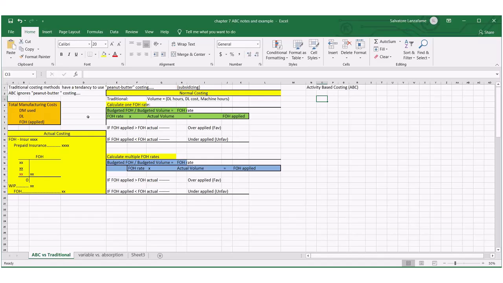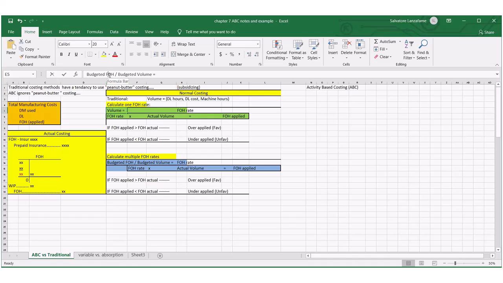So if you look at this part right here, how to calculate an overhead rate, you did this for me on the last exam, and we talked about it in the last video. You take your budgeted overhead and divide it by your budgeted volume, and that gives you your factory overhead rate, just as we've talked about before. Then you take that overhead rate and multiply it by the actual volume, and that gives you your overhead applied.